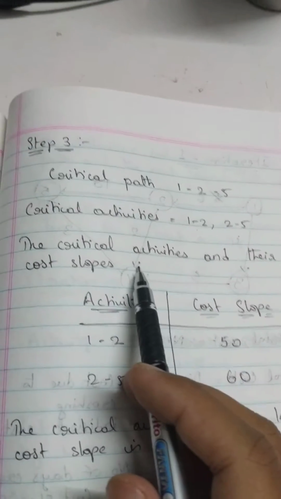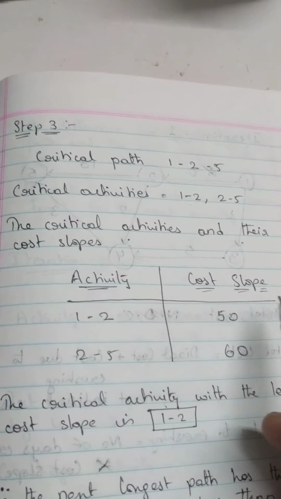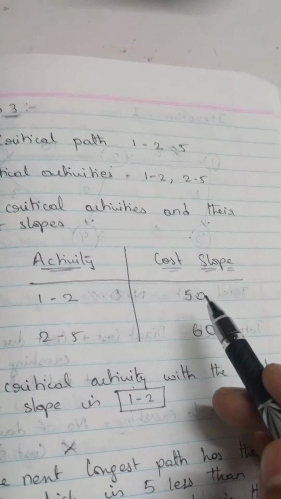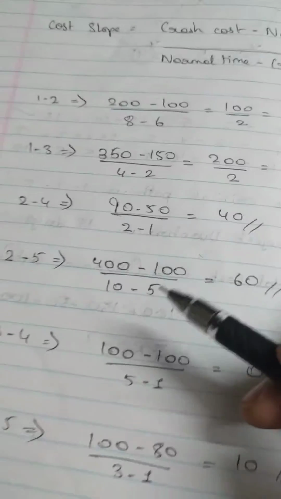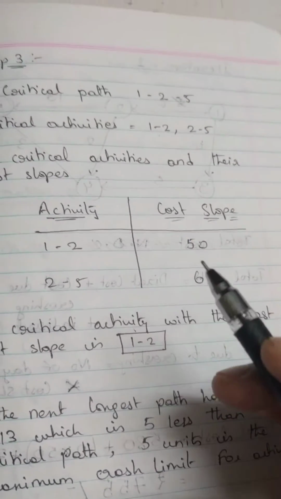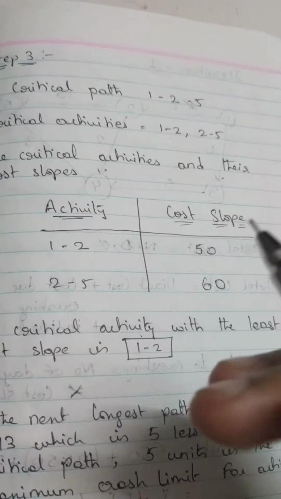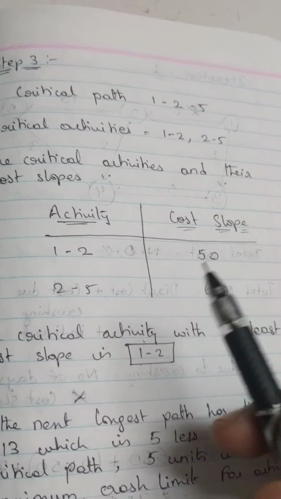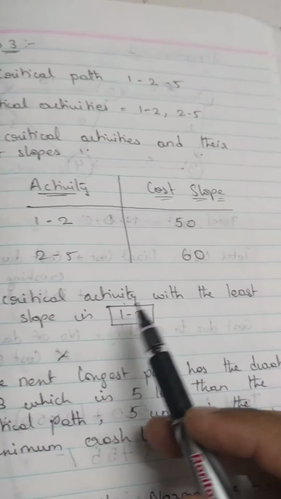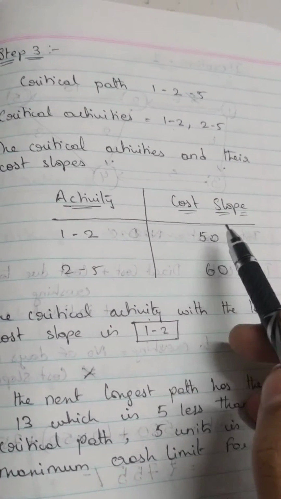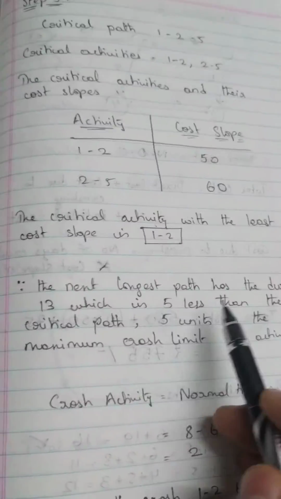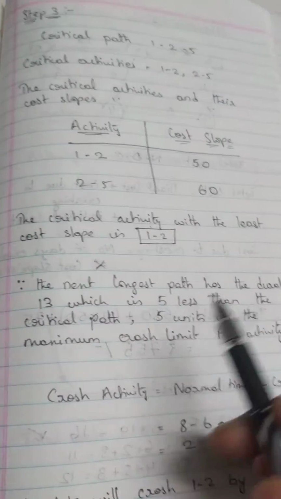Now, the critical activities and their cost slopes are going to be written in a table in order to understand better. The first activity is 1 to 2 and the cost slope that we figured out for this was 50. Similarly, for activity 2 to 5, we had figured out the cost slope, which was 60. And so that has been noted here. Okay, so the activity that we are going to crash, which means the duration of the activity that we are going to decrease, is going to be the activity which has the least amount of cost slope. Okay, so the critical activity with the least cost slope here is 1 to 2 because it is 50, right? And another thing that we have to keep in mind is that the next longest path has the duration 13, which is 5 less than the critical path.